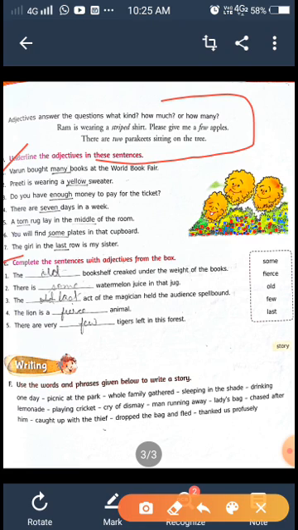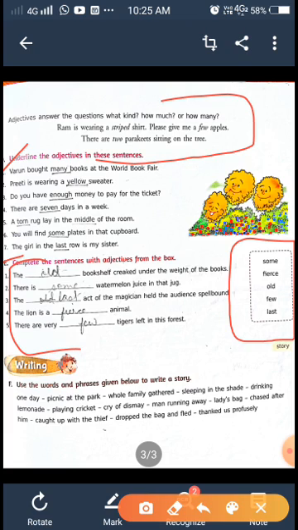Then come to number E. Complete the sentences with the adjectives from the box. Where is the box? Yes, on the right side. On the right hand side of your book, there is a box, and 1, 2, 3, 4, 5 options are here and 5 questions are here. So which one is correct? You just fill it in here.